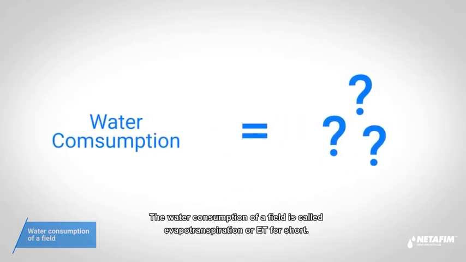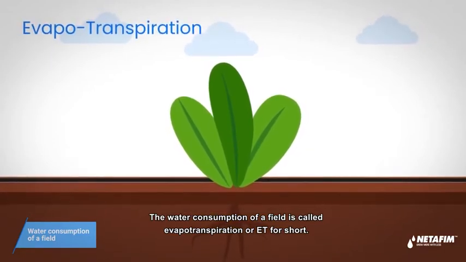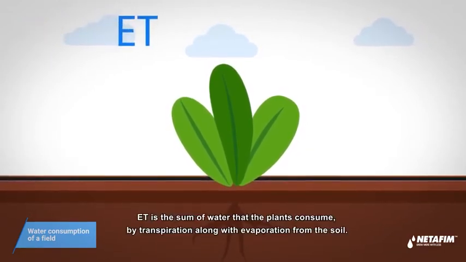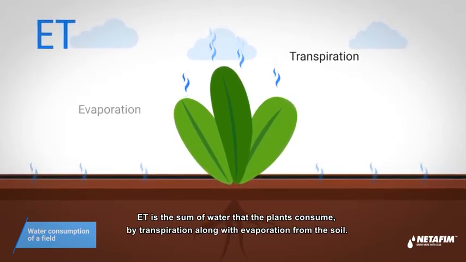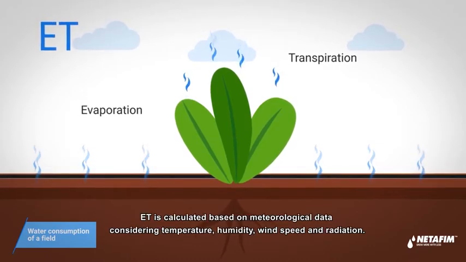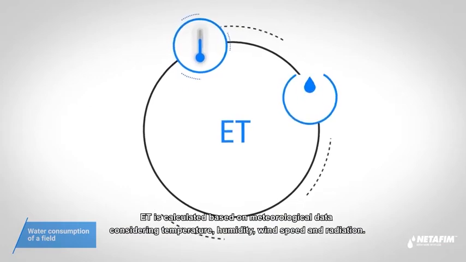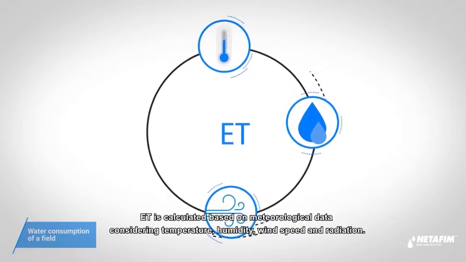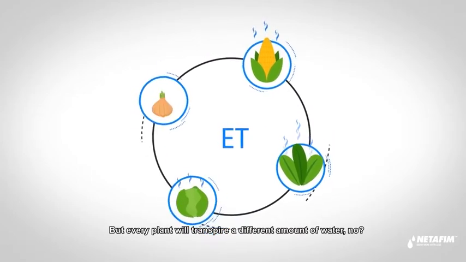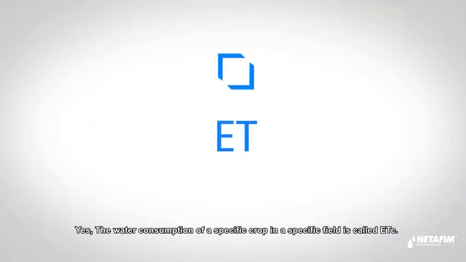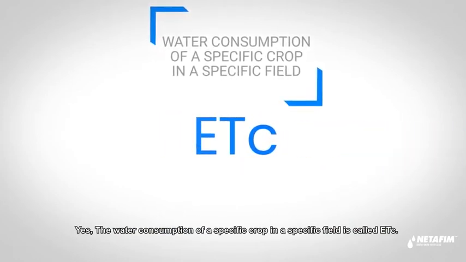The water consumption of a field is called evapotranspiration, or ET for short. ET is the sum of water that the plants consume by transpiration along with evaporation from the soil. ET is calculated based on meteorological data considering temperature, humidity, wind speed, and radiation. But every plant will transpire a different amount of water, no? Yes, the water consumption of a specific crop in a specific field is called ETC.